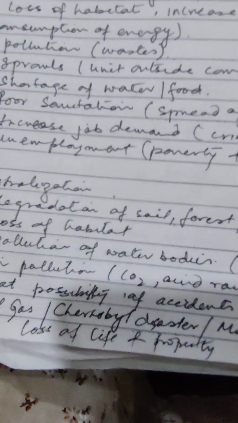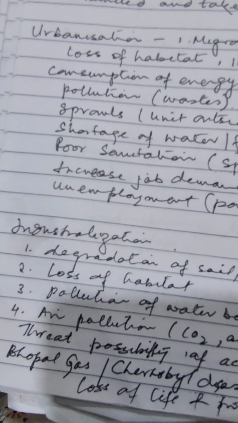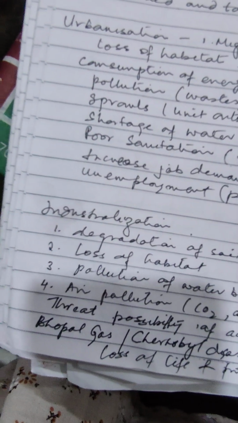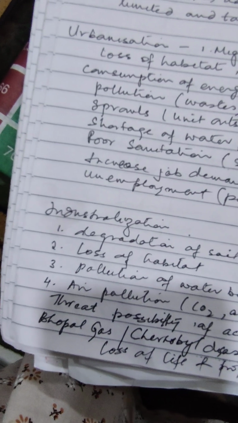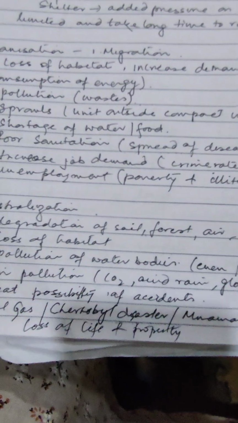This is urbanization. Then if people are staying, they will require industries for their own requirements, like tanneries, textile, paper, pulp, metal plating.